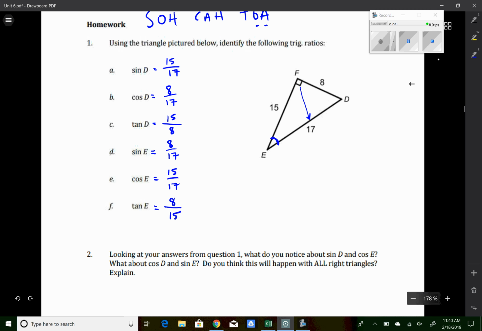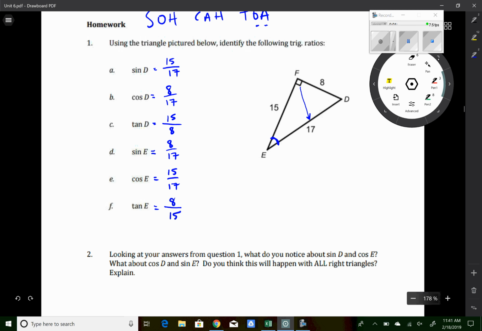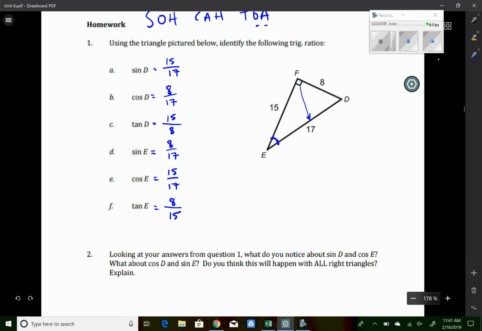Now in the next lesson, we'll start to look at some of the patterns that we notice. What I want you to notice is that the sine of D is the same thing as the cosine of E. I also want you to notice that the cosine of D is the same thing as the sine of E. So we have some same fractions going on here. That might help us look for something that we can use.